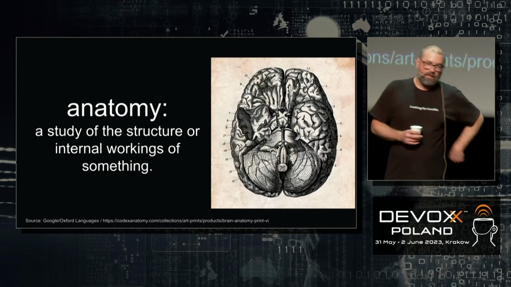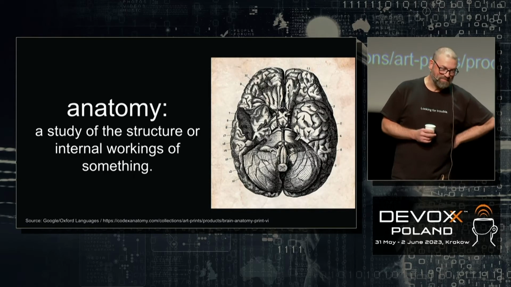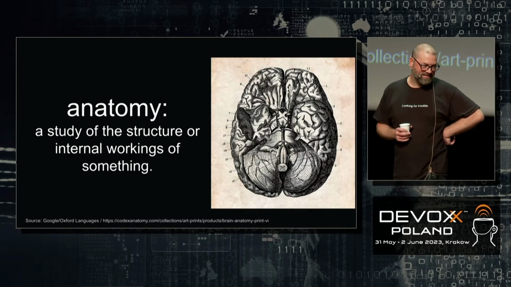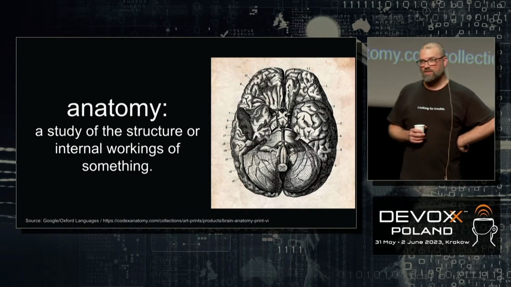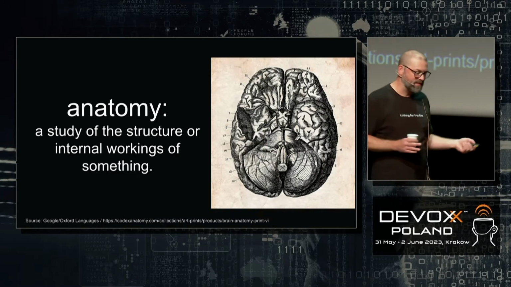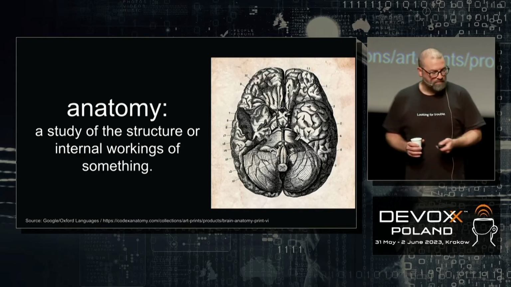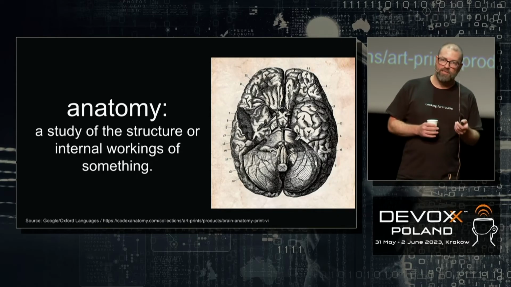All right, now that we're a chunk of the way in here, we can talk about the word anatomy and what that means. It is the study of the structure of the internal workings of something, and the something in this case is going to be Java instrumentation. So specifically, the internal workings of how the Java agent in OpenTelemetry works, and specifically how the instrumentation is constructed.